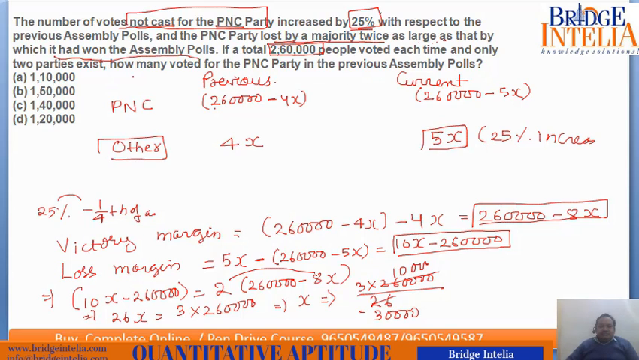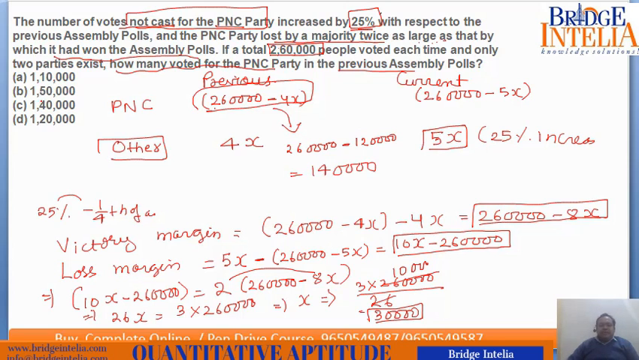What is the question? How many voted for the PNC party in the previous assembly poll? x comes out to be 30,000. So basically we have to calculate how many voted in the previous election for PNC. That is 2,60,000 minus 4x, that is 2,60,000 minus 1,20,000. So the answer is 1,40,000.